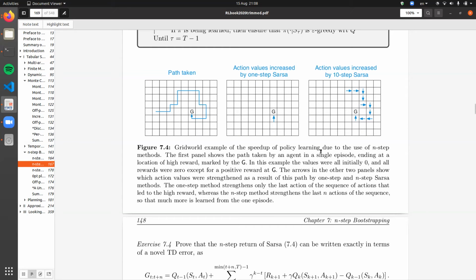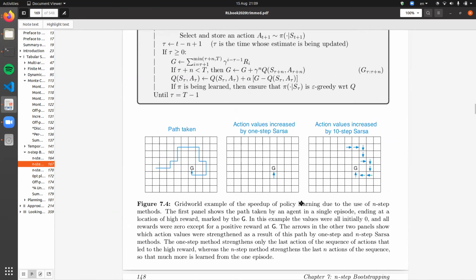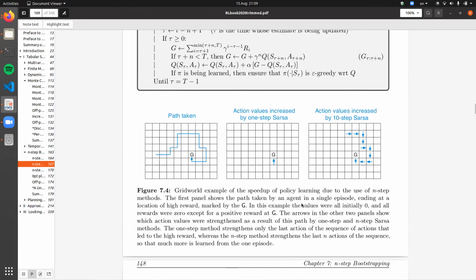Here it is a 10-step Sarsa, so 10x the return, which leads to a high reward. So it's accumulated by that, as they have displayed in the figure and have written it down in the text too.